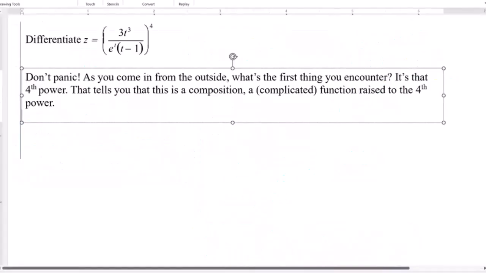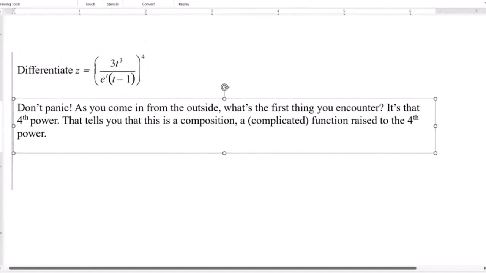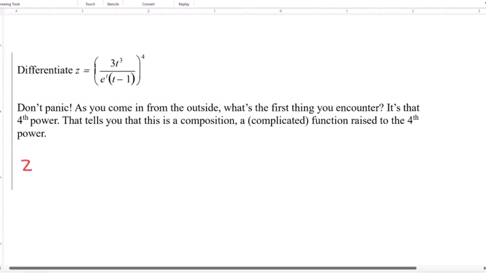So we have to differentiate this. What is the first thing it says? Don't panic. As you come in from the outside, what's the first thing you encounter? It's the fourth power. That tells you this is a composition, a complicated function raised to the fourth power. The only way I would do this, honestly, is with Leibniz. So we start with z equals parentheses 3t to the third divided by e to the t times t minus 1.